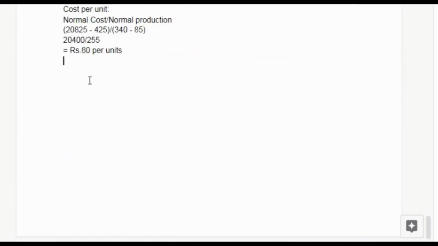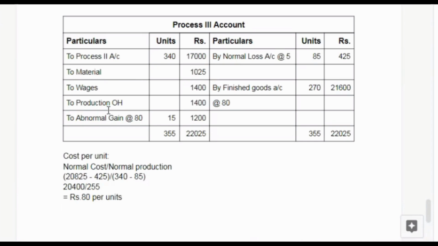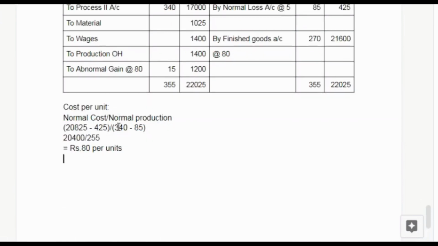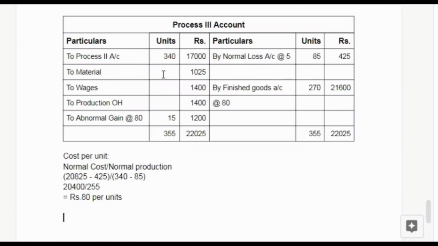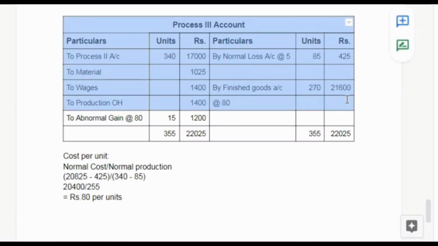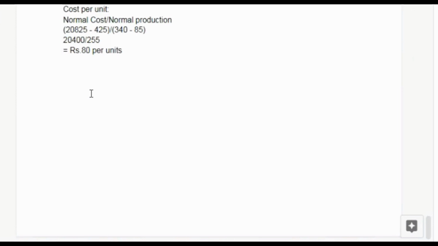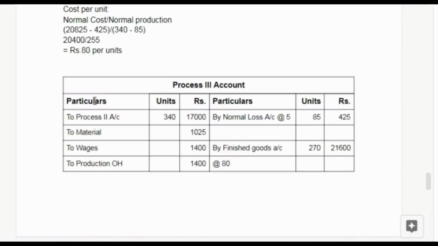Okay. Now in this process 3 there is another thing, that is abnormal gain. So we are required to prepare the abnormal gain account. Clear? And this is the most important thing, the preparation of abnormal gain is the most important aspect. You must remember one thing that I tell you. Let's see how we prepare it.